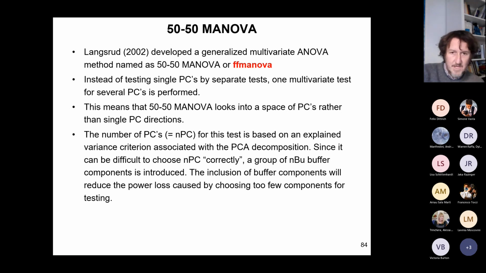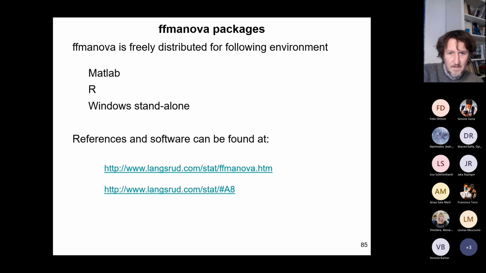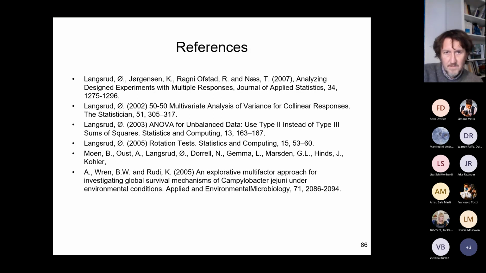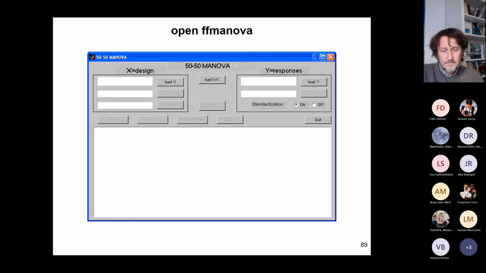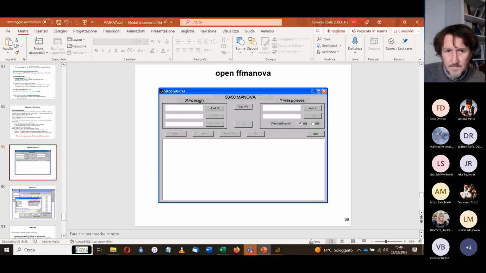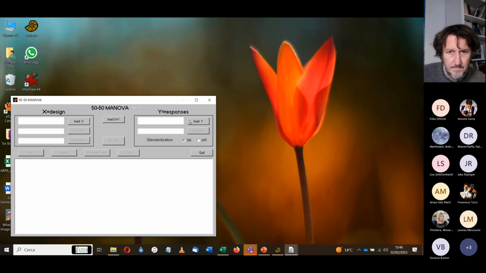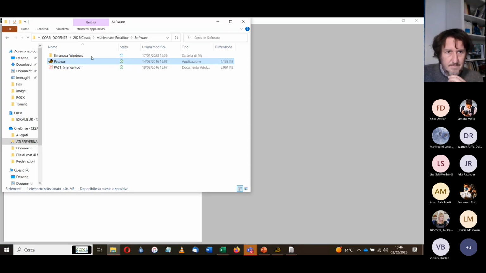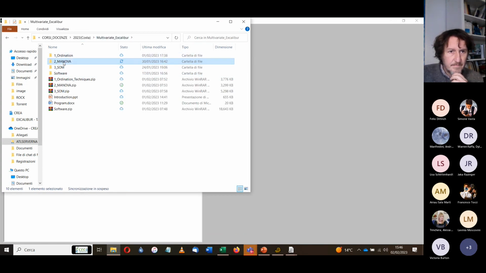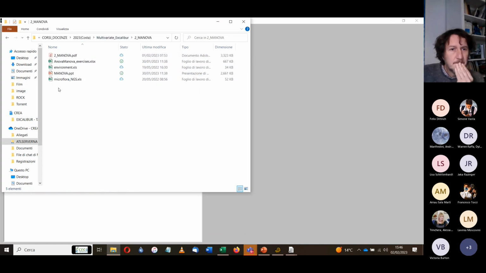I would say here are some of the packages, the references. Okay. So let's try with the software I have here. Okay. And let's see. Let's try with this Excel environment.